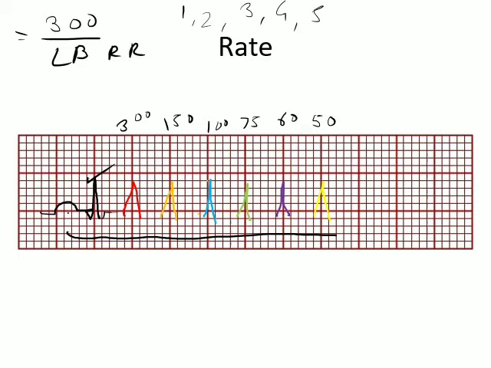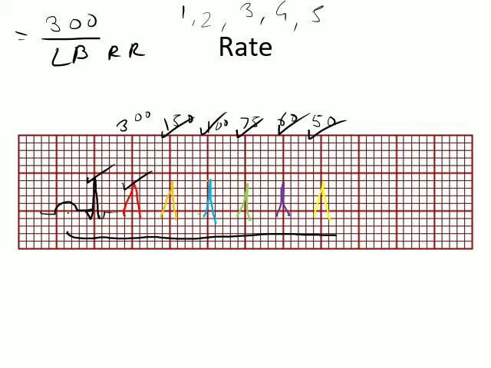If it appears after one large box, the heart rate is 300. If it appears after two large boxes, the heart rate is 150. If it appears after three large boxes, the heart rate is 100. If it appears after four large boxes, heart rate is 75. If it appears after five large boxes, the heart rate is 60, and if it appears after six large boxes, the heart rate is 50.